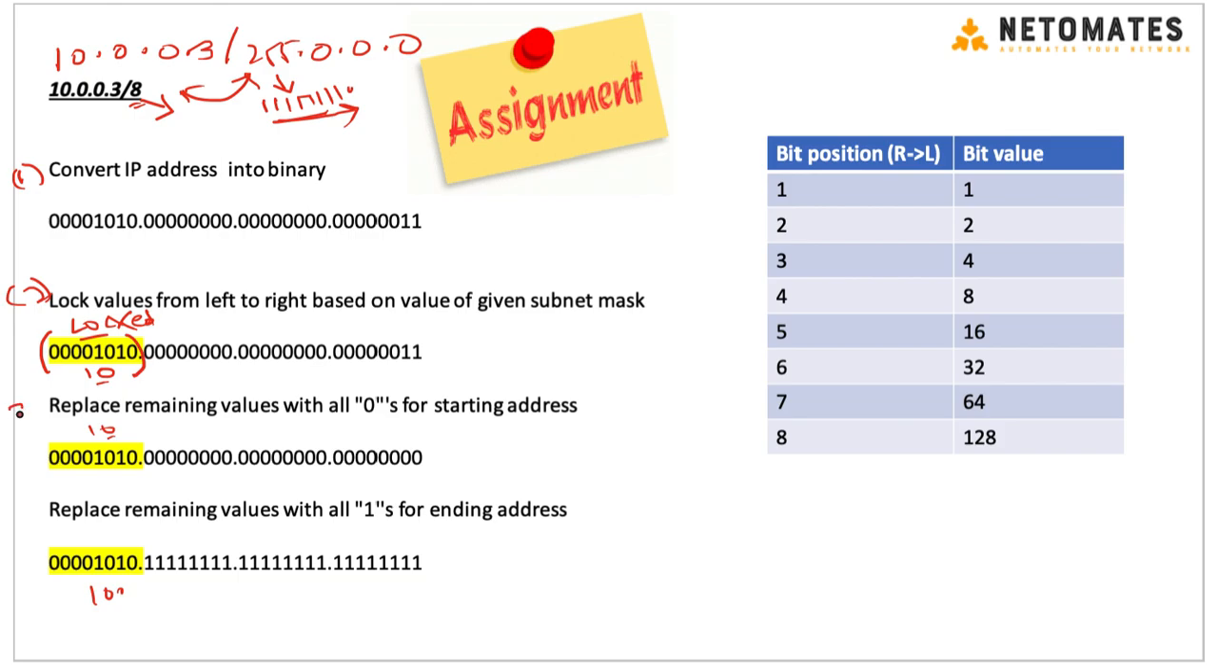The third step is to get the starting address. You need to replace the remaining 24 bits with all zeros to get the starting address. So it will become 10.0.0.0. How do we get the ending address? Just change the remaining 24 bits to ones.